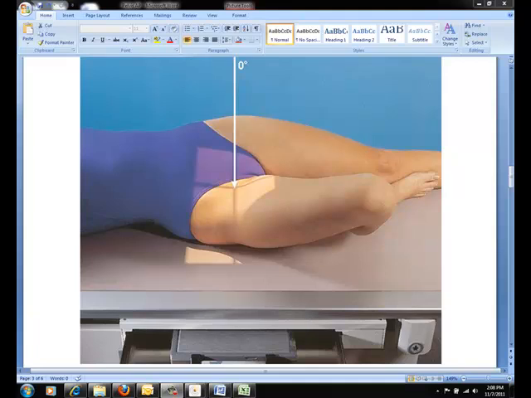This next projection is known as the Cleaves method. Do take note that although this is an oblique projection, many clinical facilities often use this as their lateral projection of the hip.